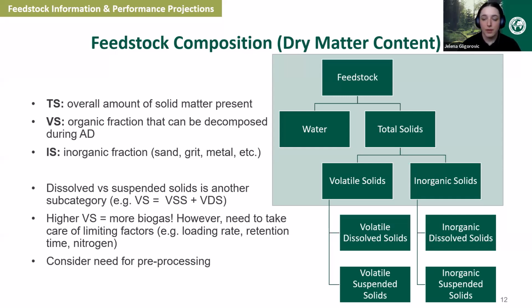One thing to take note of is higher volatile solids means more biogas. However, there are limiting factors. I also did want to mention that some contaminants can technically have a volatile solids fraction, but this doesn't necessarily mean that they're suitable for the digestion process. For example, plastics have a volatile solids fraction. They can technically burn up, they can technically decompose under various conditions. This doesn't mean that you want any plastic in your digestion process.